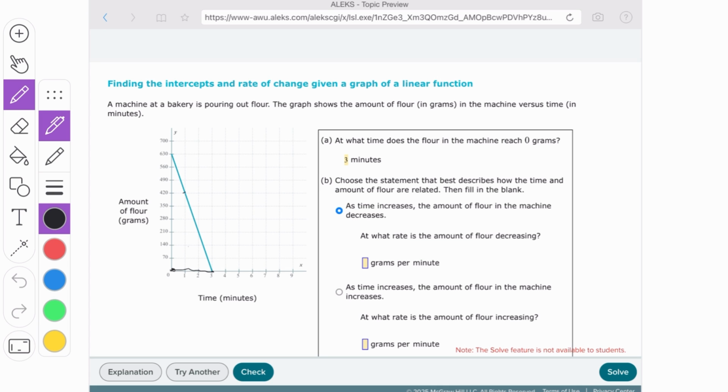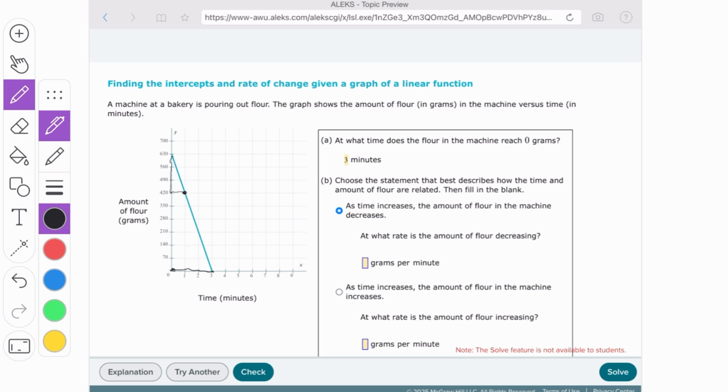So I see right here is a little crosshair. So I'm going to go down from 630 to 420, and I would definitely use a calculator for that. So 630 minus 420 is 210. So each minute, the amount of grams per minute that is lost is 210.